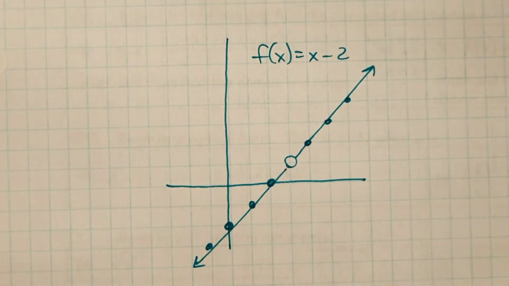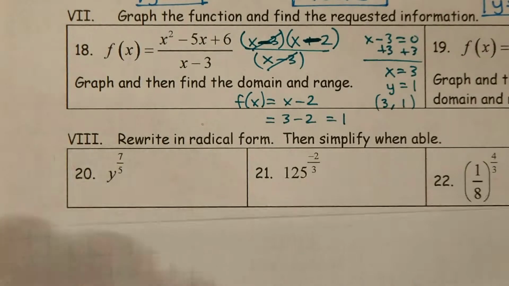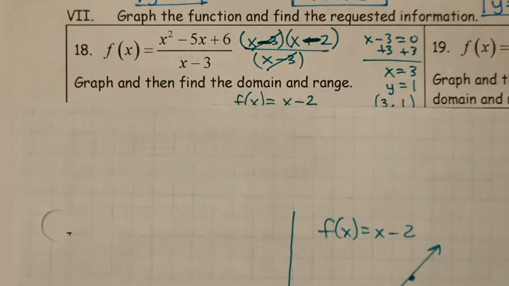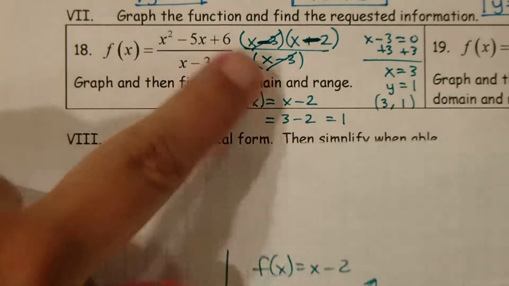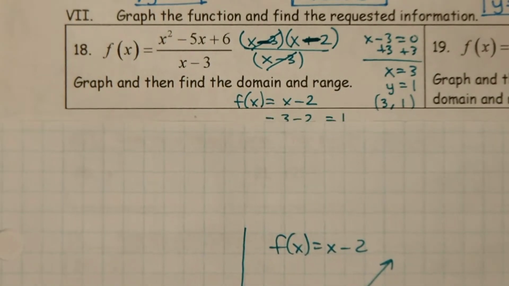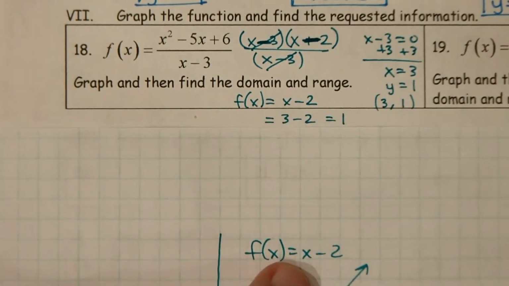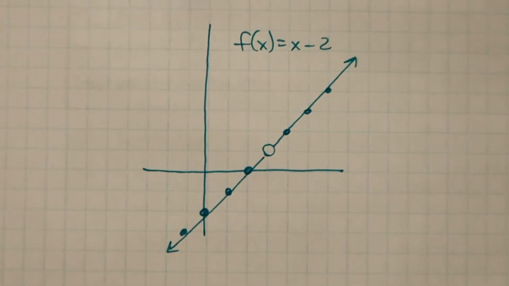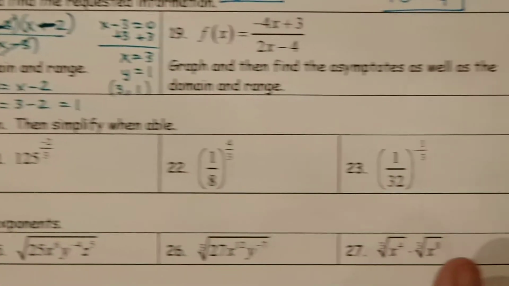So this is what the graph of this function looks like. Even though we started with a binomial with x squared, they canceled to tell us there was a hole located at (3, 1), bringing this down to just a simple linear function here, with the hole at (3, 1). Okay, number 19.